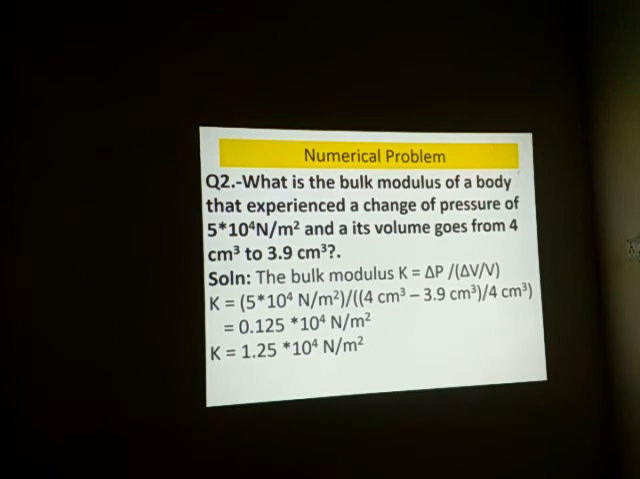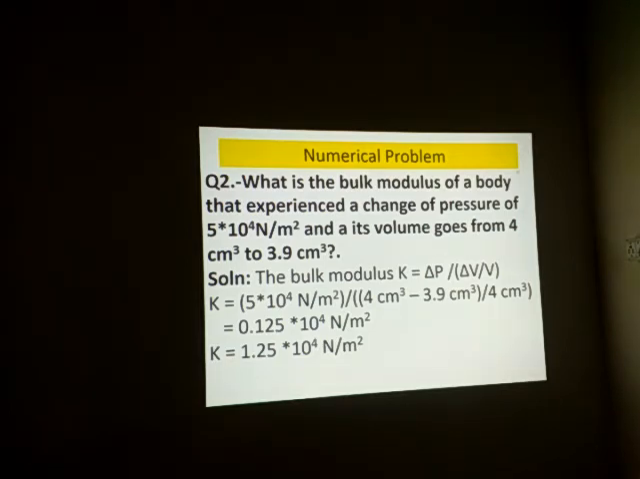To better understand this bulk modulus, one problem has been taken. What is the bulk modulus of a body that experienced a change of pressure of 5 into 10 to the 4 Newton per meter square, and its volume goes from 4 cm cube to 3.9 cm cube, 4 cc to 3.9 cc. So in the solution, you can see the bulk modulus K is delta P divided by the volumetric strain, delta V by V.